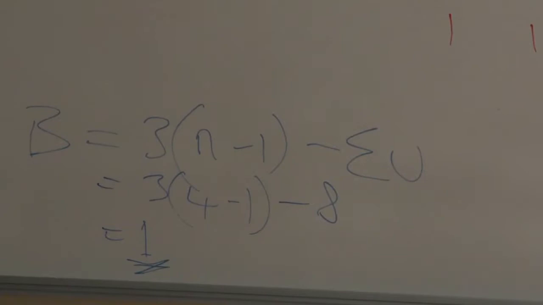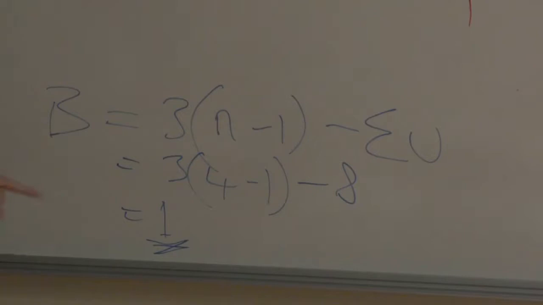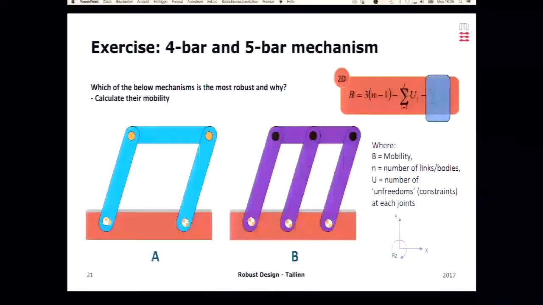Okay. Is this correctly constrained? So a mobility of 1 means it's correctly constrained if we want to drive it with a single motor. Now tell me what the B value for this second mechanism is here, B. Should be quite easy for you to work out now.